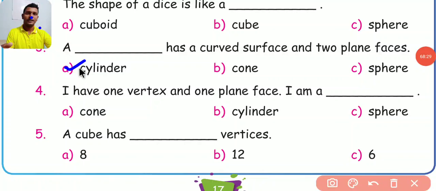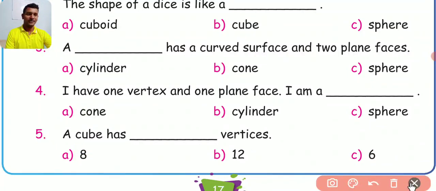I have one vertex and one plane face. Which am I? Yes, cone. In a cone, there is one vertex and one plane face, as we already learned above. I already taught you above. If you don't know, go and look at that. A cube has how many vertices? Yes, 8 vertices. A cuboid also has 8 vertices.